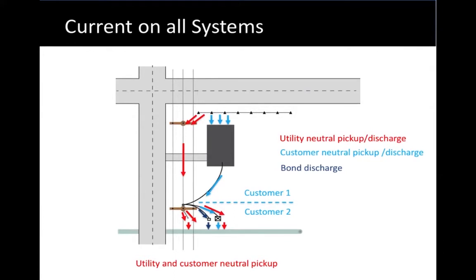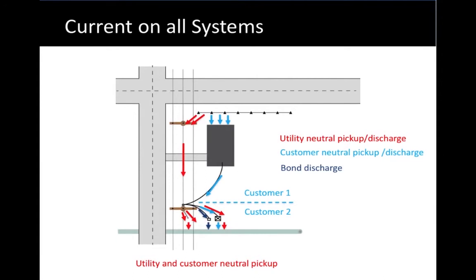In blue, I'm showing pickup at the house, flow down the house distribution neutral, the customer neutral, and then because of the bond at the transformer, that can also flow further down to the rectifier and discharge off of the rectifier stand. There is a phone company bond.